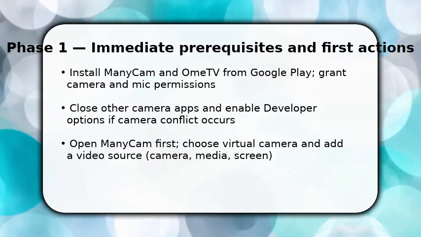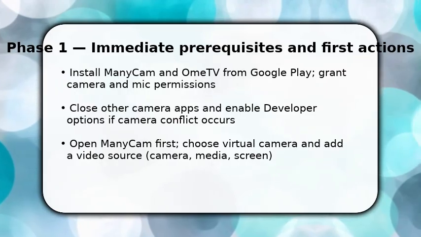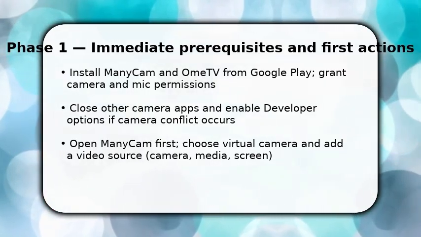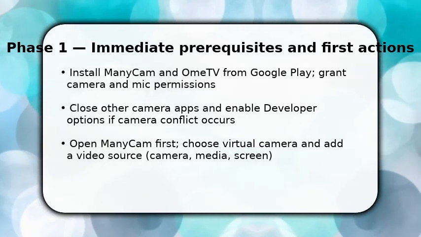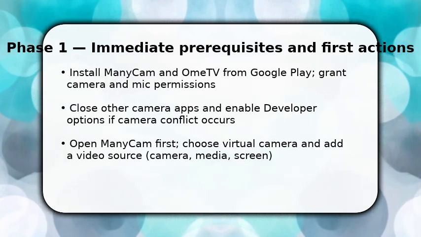Open ManyCam first, add a video source, camera, media file or screen, and set its resolution. This step primes ManyCam as the active camera. It's essential because Ome TV will only see whatever ManyCam exposes. Make sure ManyCam shows video before continuing.